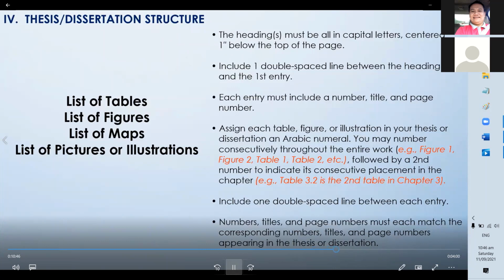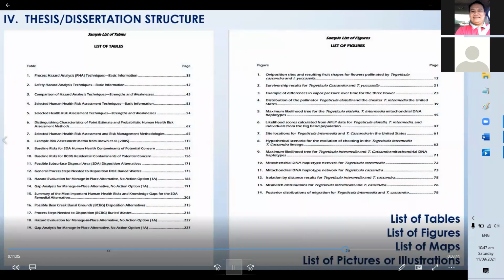Include one double-spaced line between each entry. Lastly, the numbers, titles, and page numbers must each match the corresponding numbers, titles, and page numbers appearing in the thesis or dissertation. Here are examples of the list of tables, list of figures, list of maps, and list of pictures or illustrations pages.